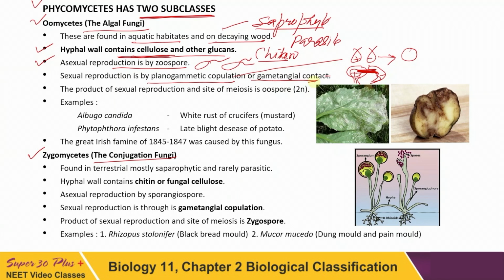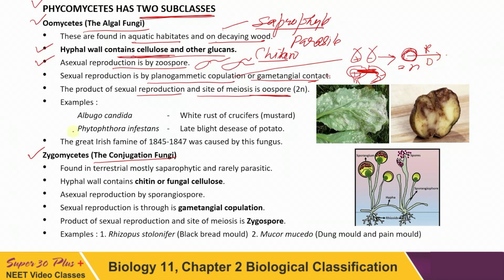The product of sexual reproduction and the site of meiosis is the oospore. This zygote is surrounded by a little thicker wall, that is known as oospore. This is 2n. It will divide by meiosis. Reduction division will be there, as a result of which the spores will be formed.